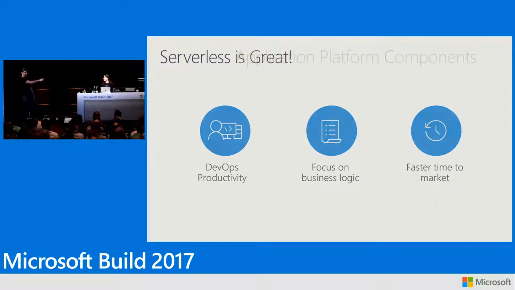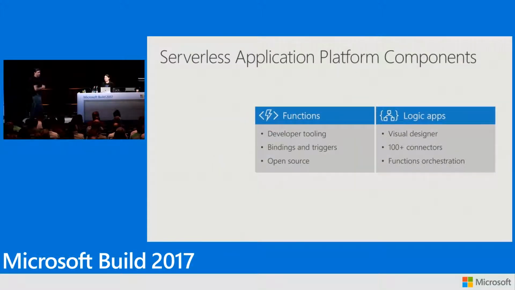Okay, so on Azure, what do we got? The application platform on Azure is composed of two main building blocks: Azure Functions and Azure Logic Apps. Azure Functions, as you would expect, is where you write code. You can express yourself in JavaScript, C#, F#, and we have other languages as well in preview, and we're adding more and more languages. We have amazing developer tooling, as we're going to show you in some demos. Bindings and triggers are awesome with functions, and the whole thing is open source and documented, so if you're really interested, go there.